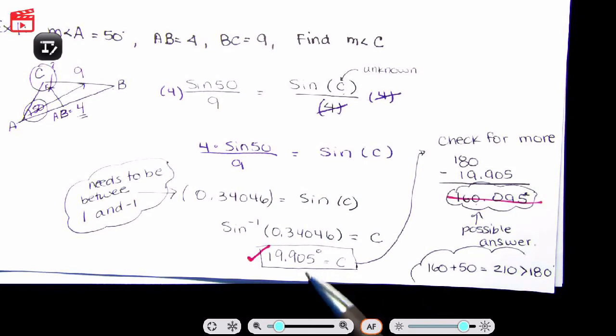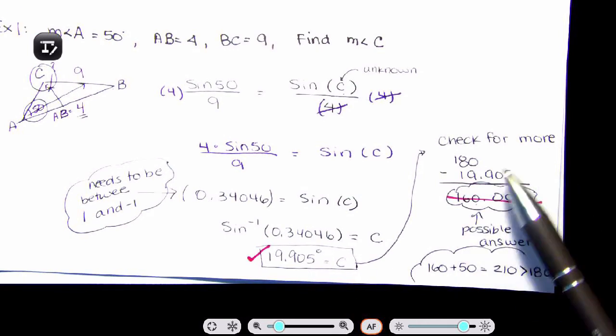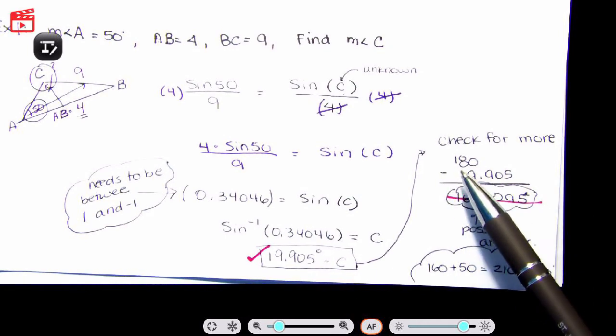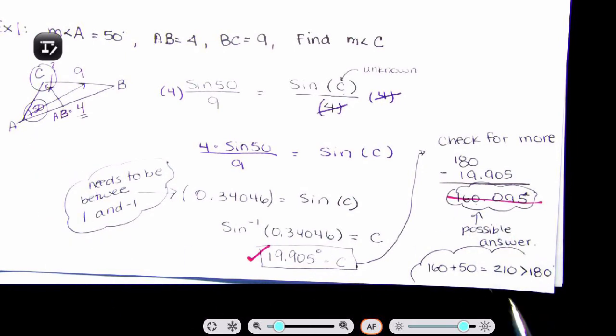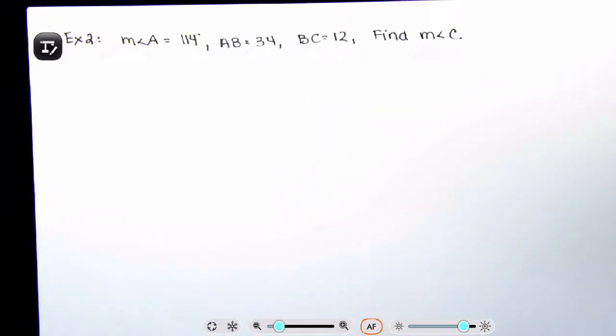So again, once you find your answer for an angle, you're going to check for more by subtracting from 180. If the angle that is given and the possible answer is well less than 180 and gives you room for a third angle, then you're fine. If it does not, then you cross it out and you only have the angle that you started out with. Let's try two more examples and then we'll call it good for law of sines.